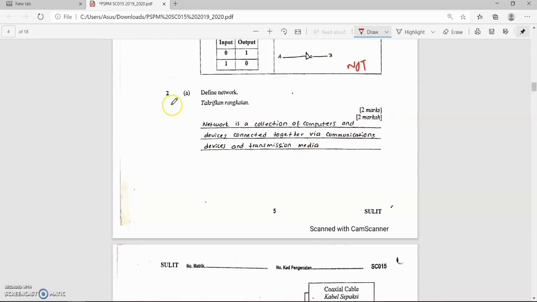Okay, second question. Define network. So this one 2 marks. So network is a collection of computers and devices connected via communication device and transmission media. So remember the keyword. Collection of computers, connected together via communication device and transmission media.